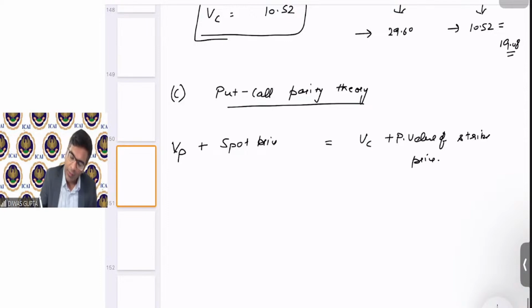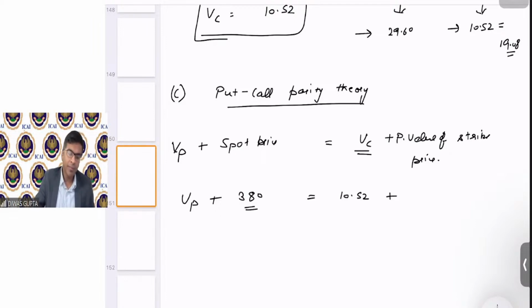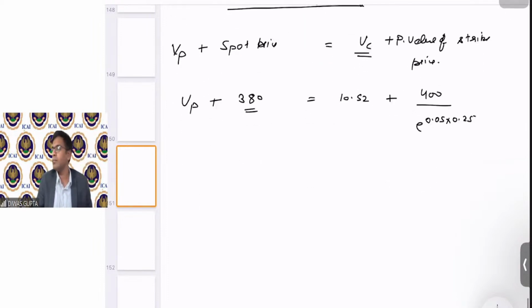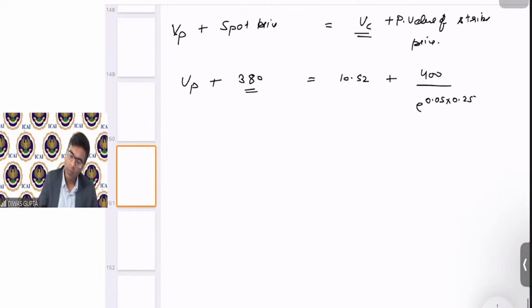So value of put plus spot price was how much? 380, right? 380 is what we have asked to assume. Value of call when the spot price was 380 is how much? 10.52 plus present value of strike price. Strike price was 400 into e raised to the power minus RT, or divided by e raised to the power 0.05 into 0.25. Okay. I hope this is clear.